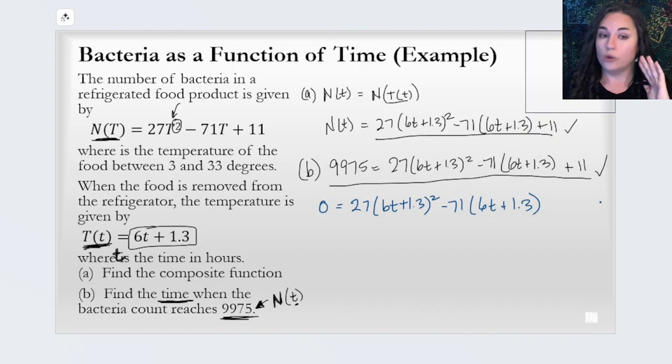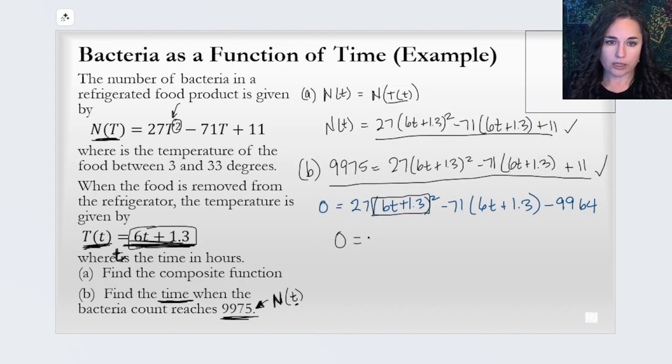I'm going to show you what we're going to do instead. We're going to make this smart, not hard, all right? So I'm going to take 11 and subtract 9,975, and that will give me 9,964. You can plug it into your calculator. I'm pretty sure I'm right. What I'm going to notice here is that this is still big T, that's still a temperature. So I could write it like this: 27t squared minus 71t minus 9,964. And that's what I would do.